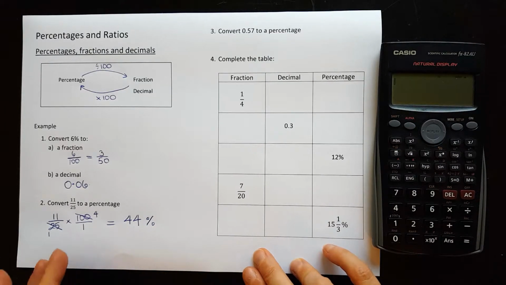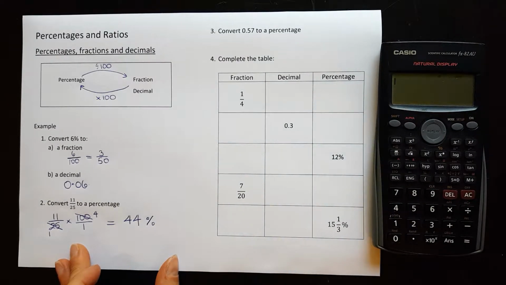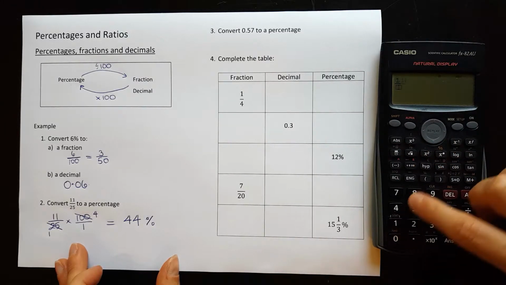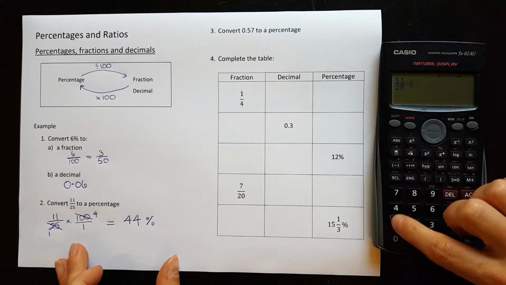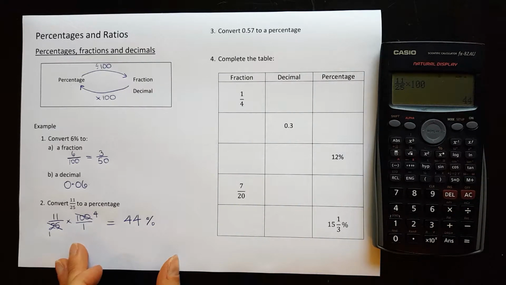If you didn't want to do this without a calculator, we can do it with the calculator. If we just type in 11 over 25, and then times 100 equals, it does it all for us, and we get the 44%.